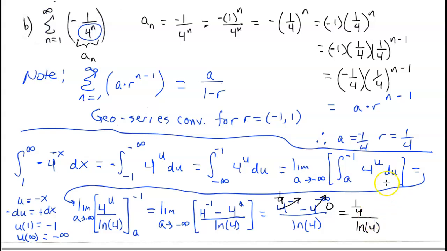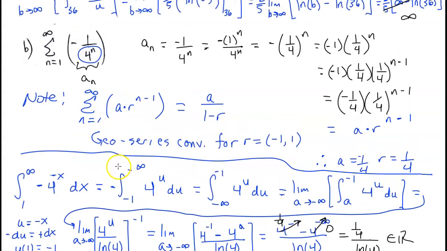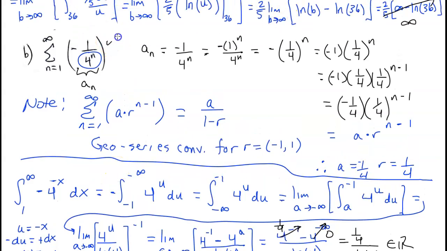And even though it is an ugly number, it is a real number, okay? And so because of the fact that this is a real number, that means that this particular improper integral converges, which also means that this particular series converges as well. And so we see in 2 different ways that we prove that this particular series will converge.